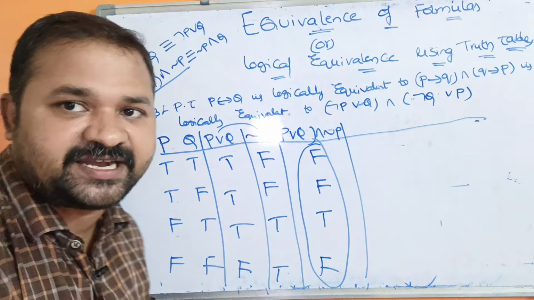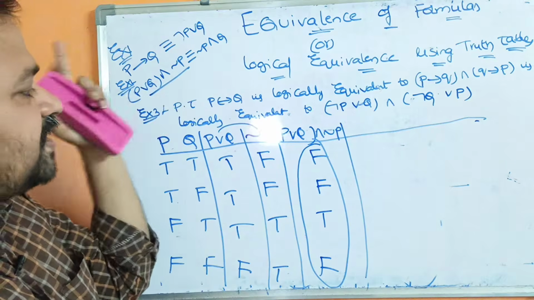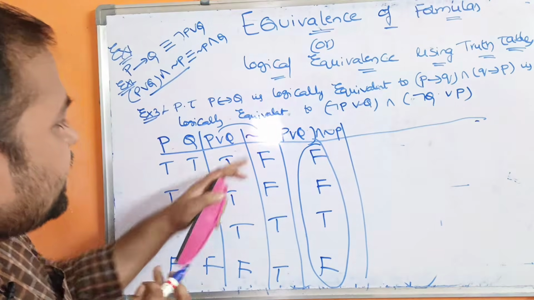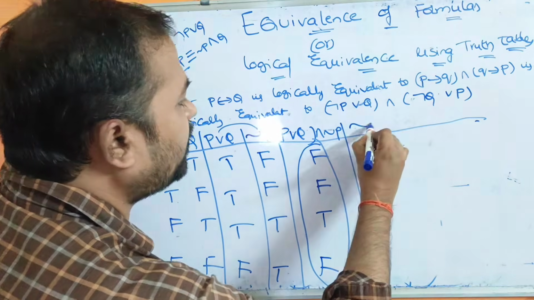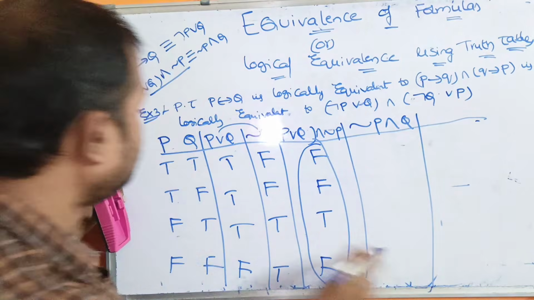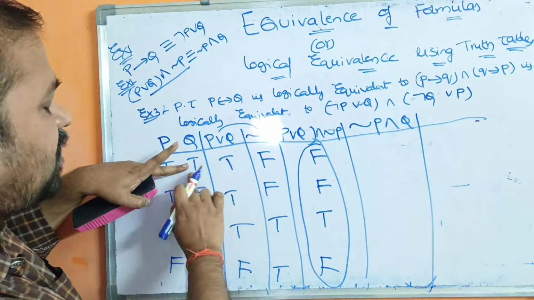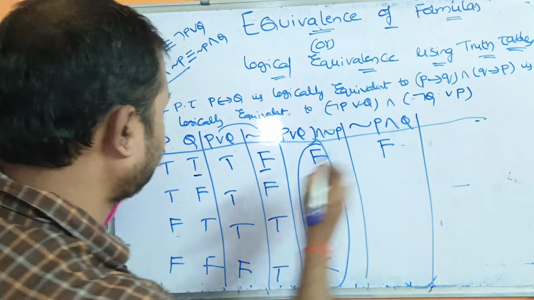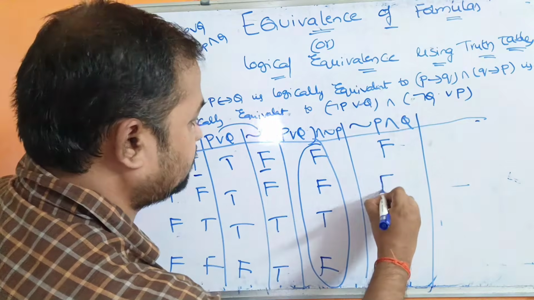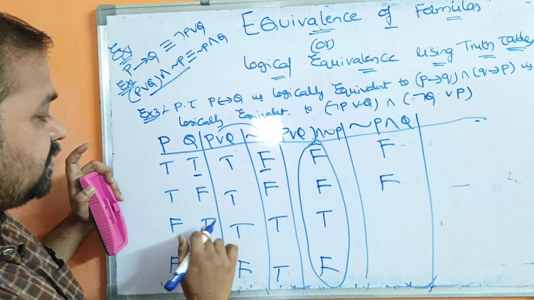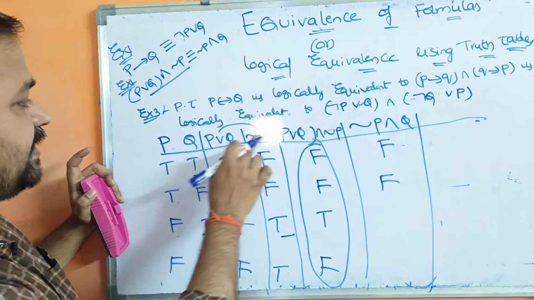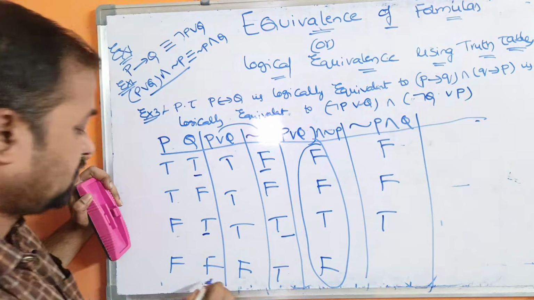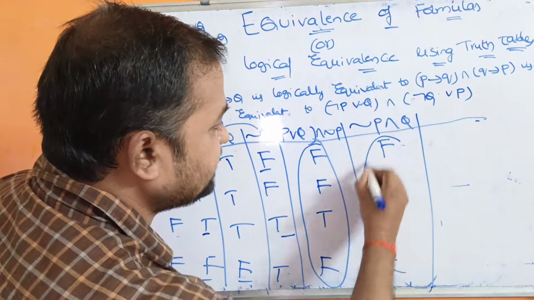So the LHS is calculated. Now we have to determine the RHS. What is the RHS? Negation P and Q. So negation P is already calculated. Next we have to perform the AND operation with Q. So on the second column and the fourth column, perform the AND operation. True, false means false. False, false means false. True, true means true. False, false means false. So this is nothing but the RHS.